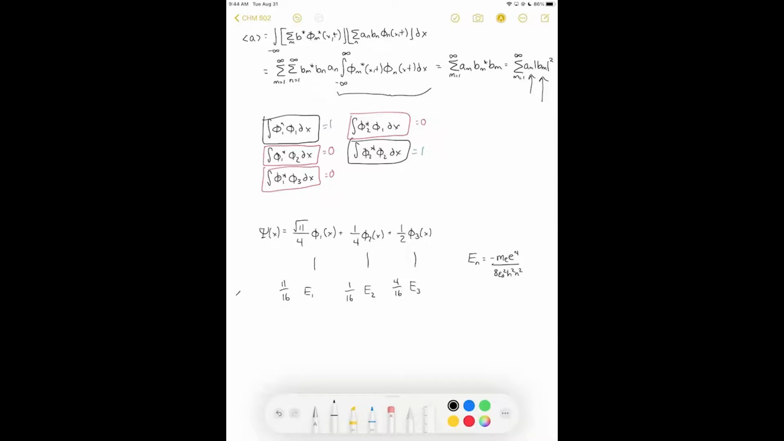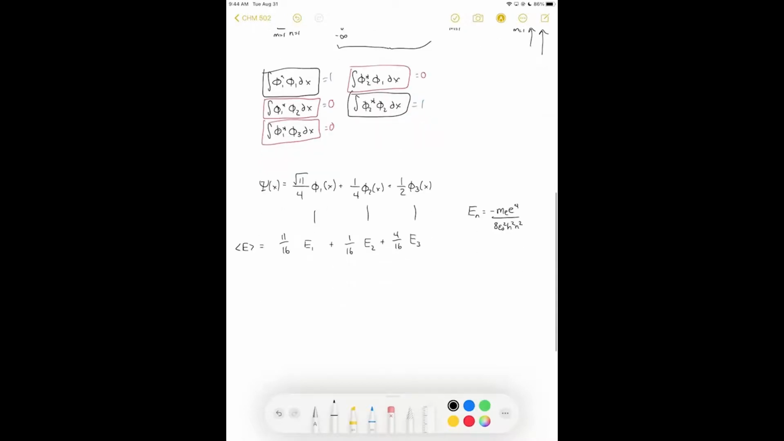The average energy is simply the sum of these values, so it's the weighted average. Our average energy in this case is going to be 11 times E1 plus E2 plus 4 times E3, divided by 16. So it's a weighted average of these three energy values, reflecting that we are more likely to measure energy 1 than energy 3, and energy 2 is least likely of all. Using this, we can identify the average energy, the expectation value of energy.